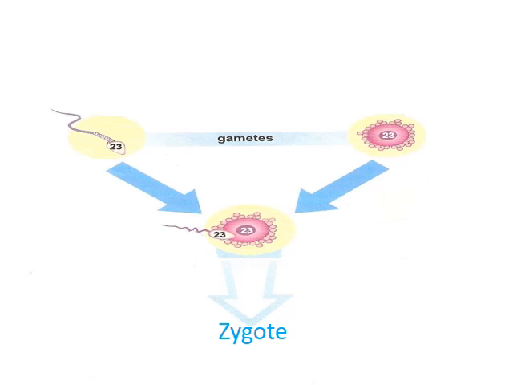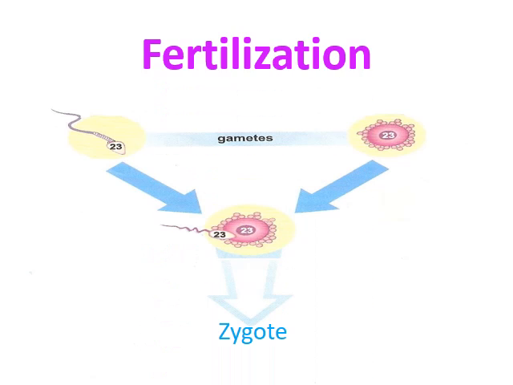Here we move to the gametes. Gametes come from the male and the female. Female gametes and male gametes, here we see the sperm and the ovum. They produce what is known as the zygote. This is the process called fertilization.